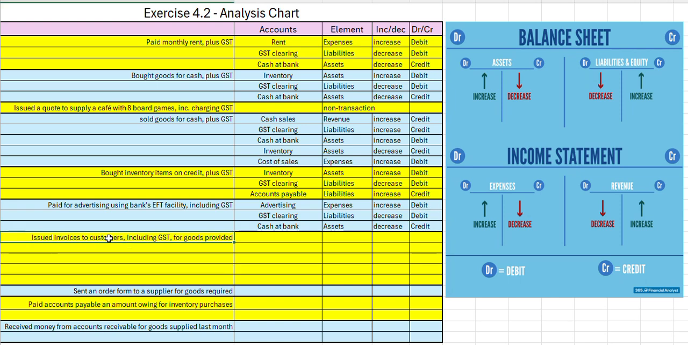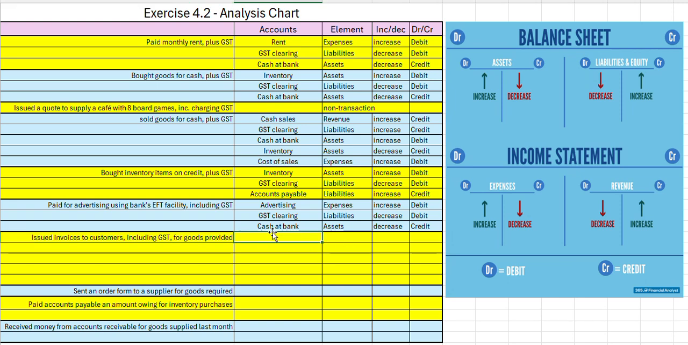Now this one here, issued invoice to customers. When we issue an invoice to customers, and it says at the back end of this, for goods provided, we've provided the goods. So this is a transaction. There's been an exchange, not of money, but of goods. So therefore this transaction needs to be recorded because the customer has bought now, they're going to pay later. Issued invoice, that means it's a credit sale.